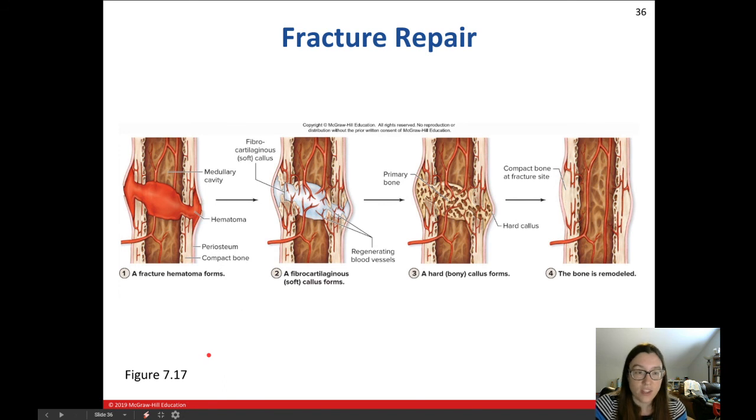All right, that's it for this lecture. So next week, we're going to move on to talking about bone and cartilage growth and how it's formed and how you grow during your lifetime.